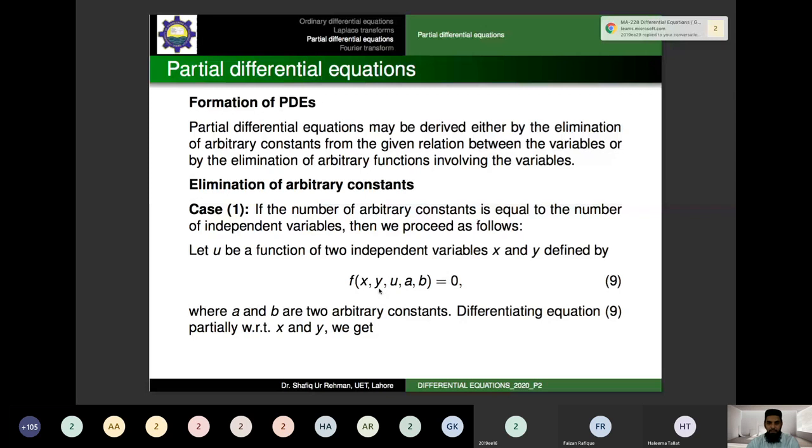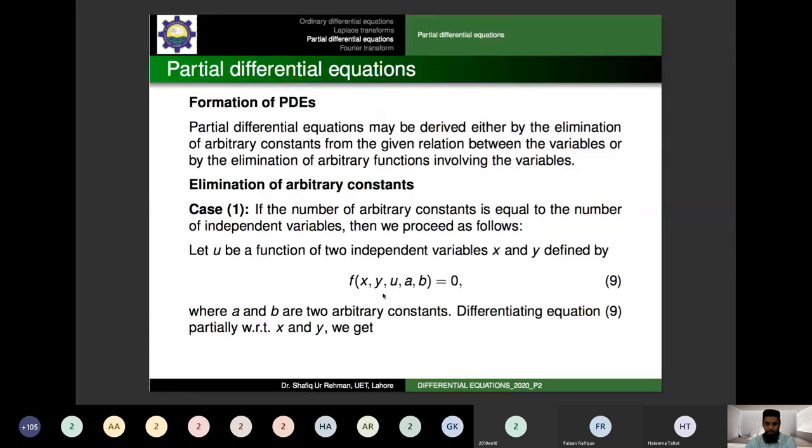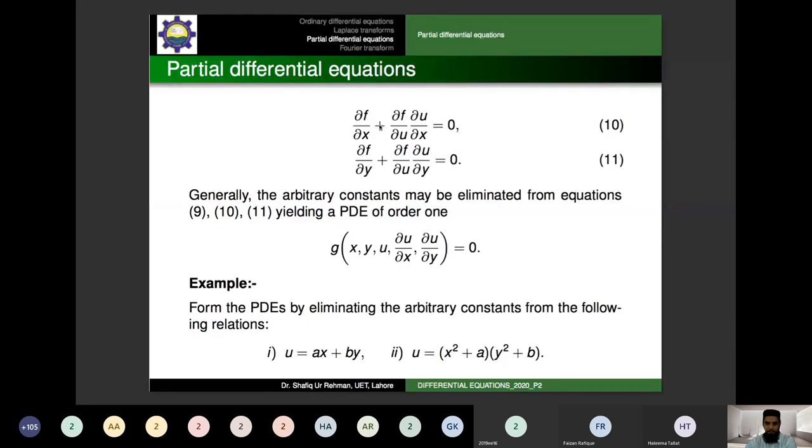Generally, the arbitrary constants may be eliminated from equations number 9, 10, and 11, yielding eventually a partial differential equation of order 1. It is going to be a relation or function of x, y, u, and then instead of a, it is going to be partial u upon partial x, and instead of b, it is going to be partial u upon partial y. So this is an overview, an idea behind this. Sometimes things are a bit messy if you look into those expressions in equation number 10, 11, but things are not that complicated.